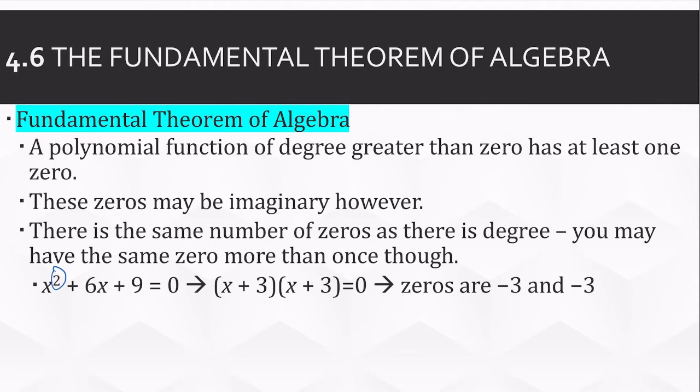However, if we solve by factoring, we'd factor this and get x plus 3 times x plus 3. Take each of those equal to 0. Get x is negative 3 and x is negative 3. Look at that, you have the same answer twice. You have two answers, but they happen to be the same number. We count them twice as far as the fundamental theorem of algebra is concerned.